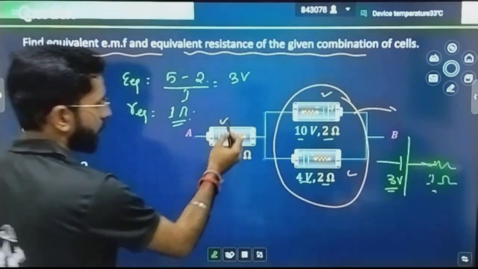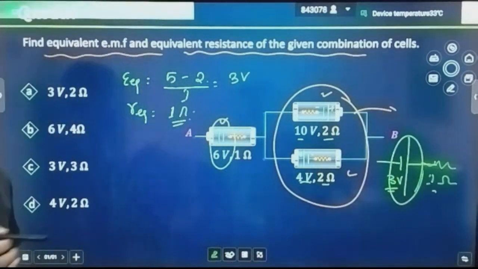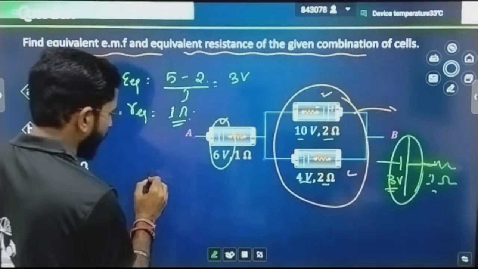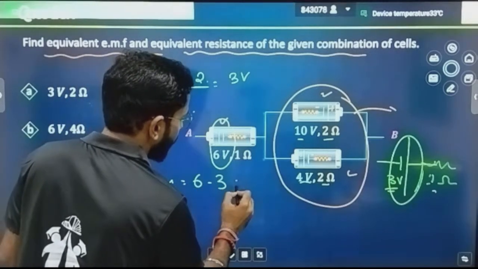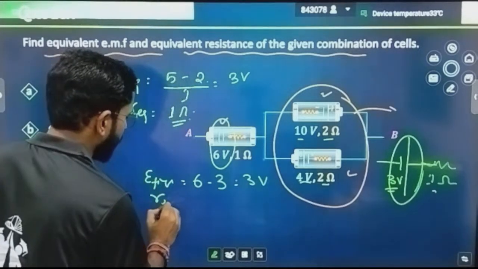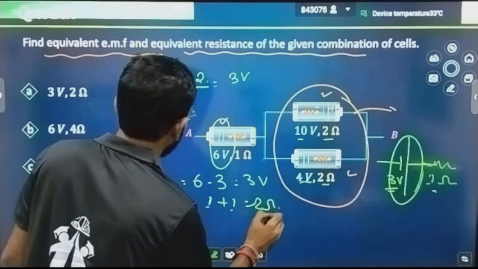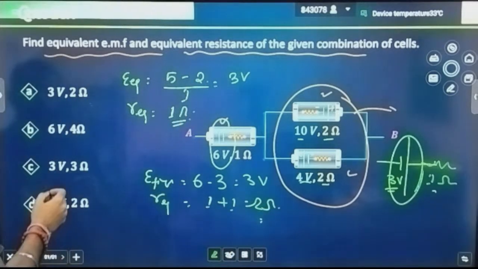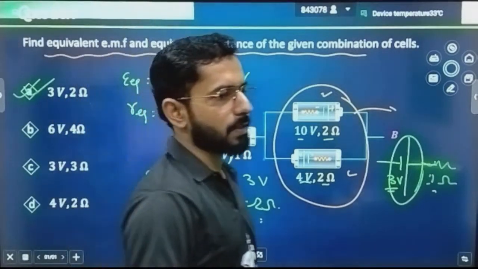And now this is connected with this 6 volt and this 3 volt. Can you say again there is a change in polarity now, but it is in series combination. That means for the final answer, E final will be equal to 6 minus 3, that is equal to 3 volt, and R equivalent will be equal to 1 plus 1, that is equal to 2. 3 comma 2. This option A will be the correct answer.